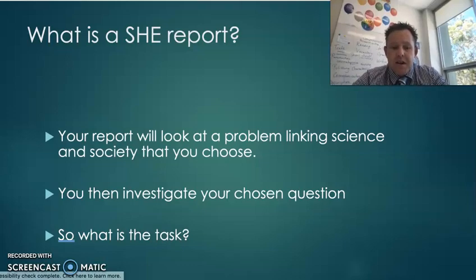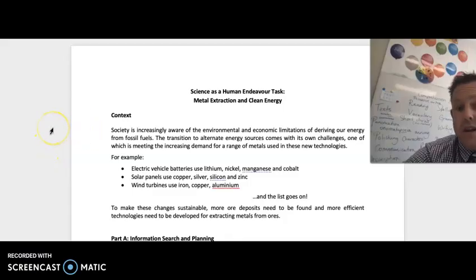So what is the task we're going to be doing? Let's have a look at the task sheet. Our task is looking at metal extraction and clean energy. If we look at the context, science is increasingly aware of the environmental and economic limitations of deriving our energy from fossil fuels. Think of what fossil fuels are: coal, gas, oil. The transition to alternate energy sources comes with its own challenges, one of which is meeting an increasing demand for a range of metals used in these new technologies.